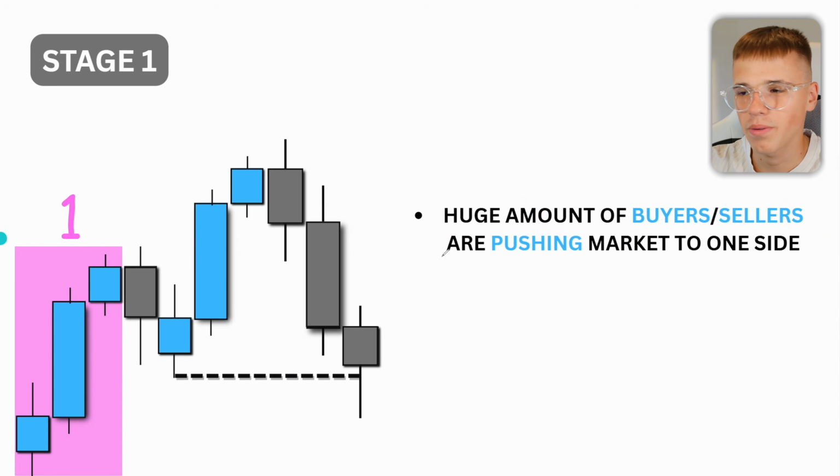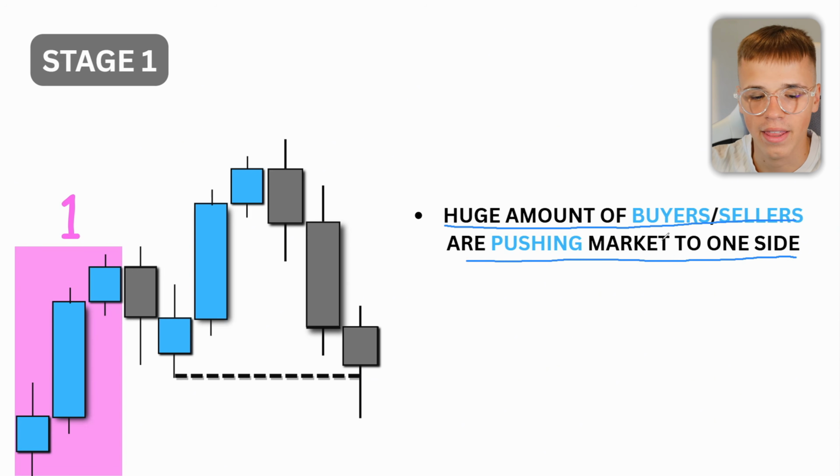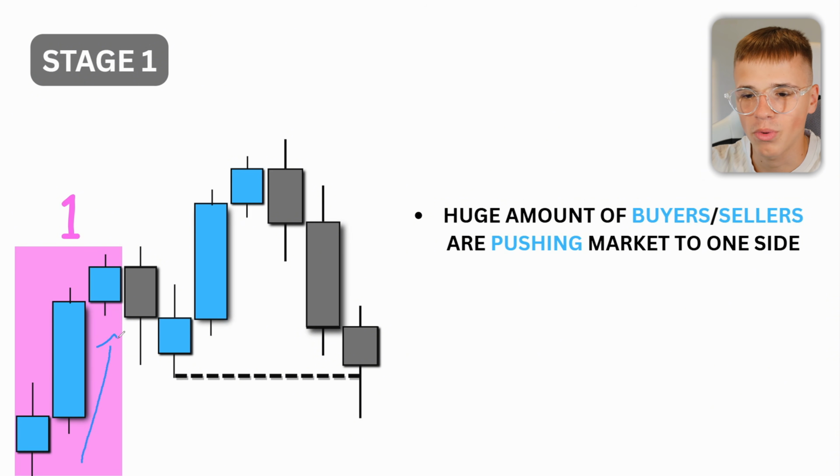Alright, so let's start with stage number 1. Basically, stage number 1 is when a huge amount of buyers or sellers are pushing the market to one side. And what does that exactly mean? That is basically when the market is just creating movement to one side. So in this example right here, I marked it with a purple rectangle. Basically, what we can see inside it is that the market is just over-dominated by the buyers. The market is just pushing to the upside, and that is indicating to us that we are going to the upside and we are not going to the downside, or we are not consolidating in the same place. You can clearly see that the market is pushing to the upside.